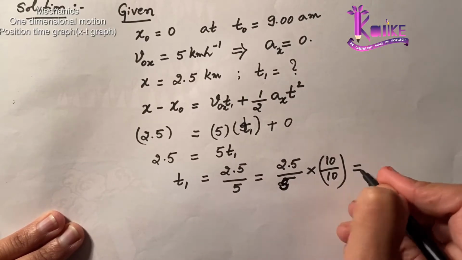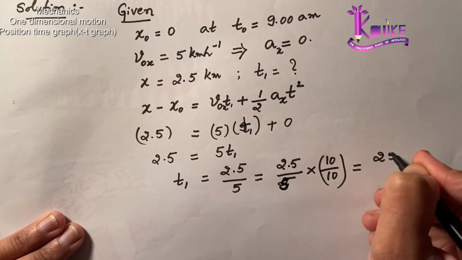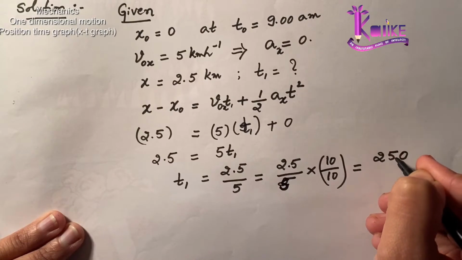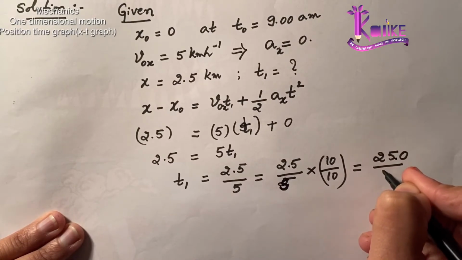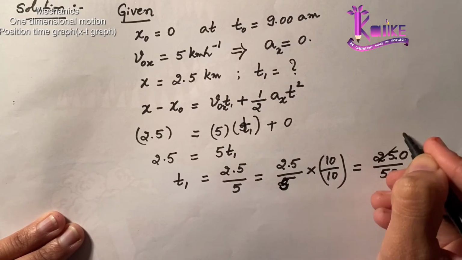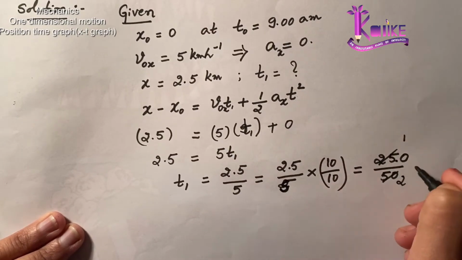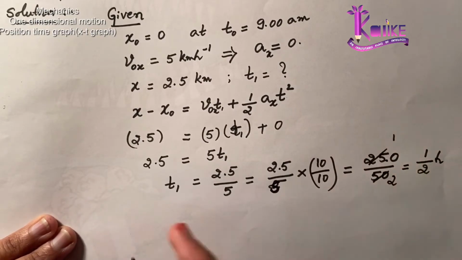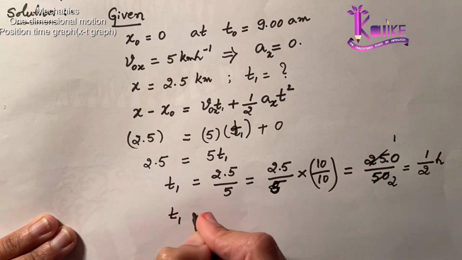So, upon multiplying, I get 250. Now, there is a decimal point, so I keep the decimal point. So, this becomes 25 divided by 50. What is 25 divided by 50? 25 ones and 25 twos. So, this becomes half. So, this is in hour. So, t1 is half an hour.